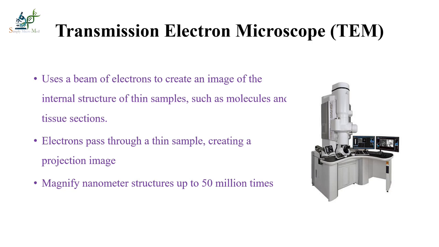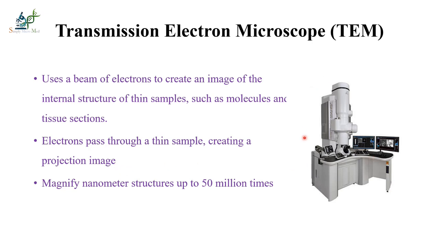Transmission electron microscope, also called TEM. In a transmission electron microscope, a beam of electrons is used to create an image of the internal structure of a thin sample, such as a molecule or tissue section. That means here we will observe the internal structure of thin samples of molecules and tissue sections. The electron beam passes through the thin sample and creates a projection of the image in the computer.